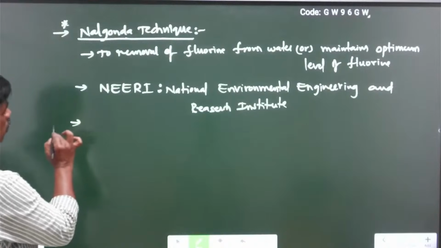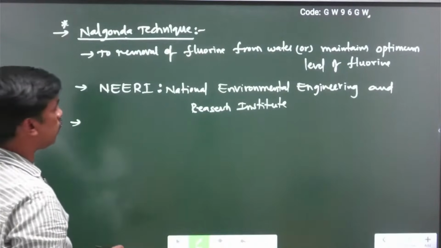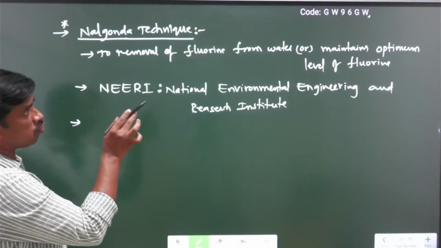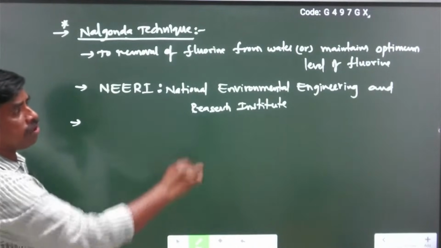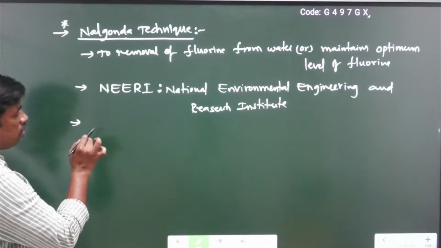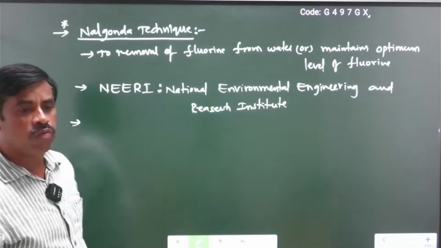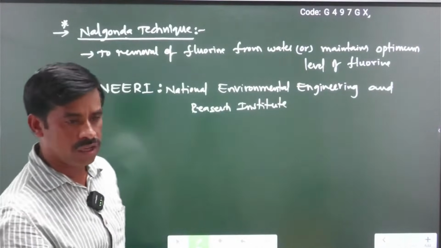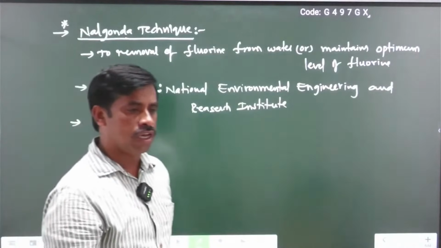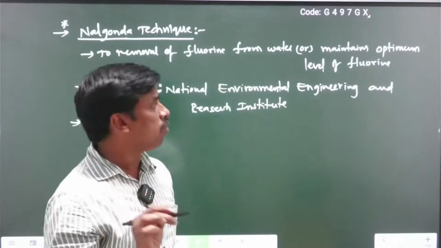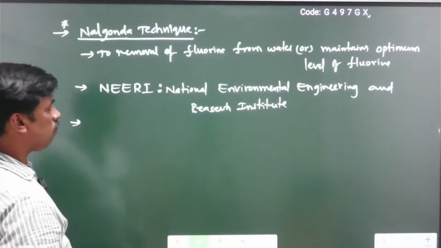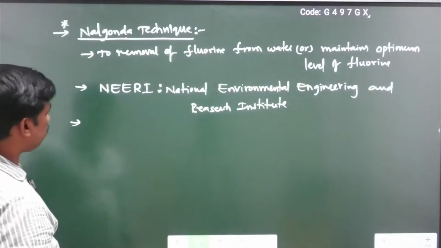Here in the Nalgonda technique, what are the main things mixed? What is the main aim? To remove fluoride from water, or to maintain the optimum level of fluorine. The process of removing fluorine from water is said to be defluoridation. What chemicals are going to be mixed?